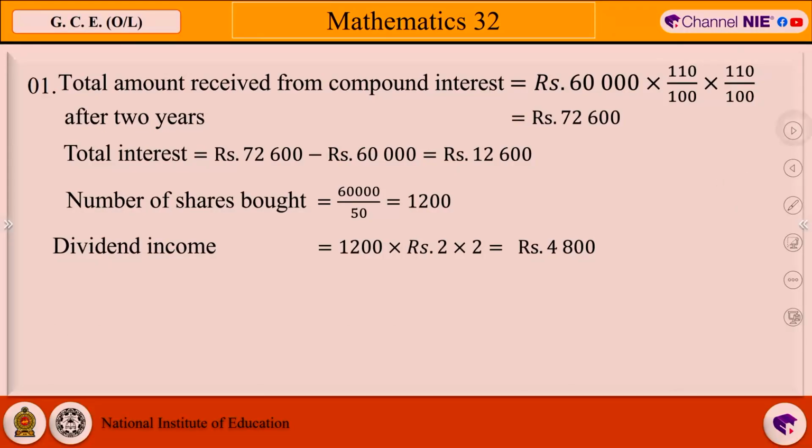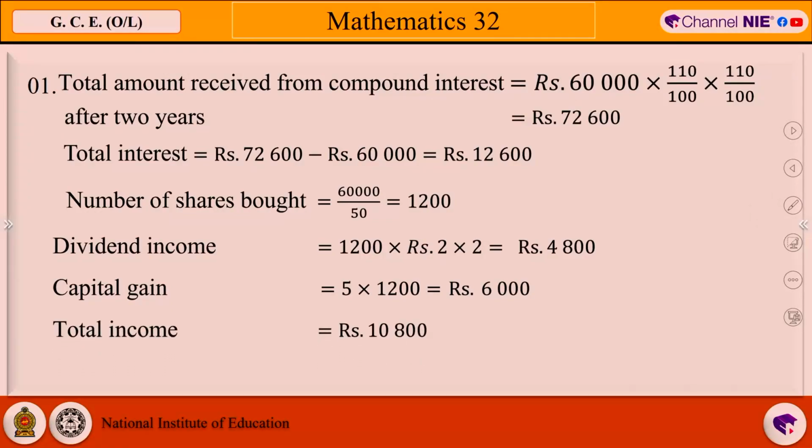Okay, then you can find the capital gain too, because it says after 2 years Upul sold all his shares, isn't it? Then by selling his shares, he gained 6,000 rupees because the capital gain per share is 5 rupees. Then for a total of 1,200 shares, it's 6,000. Right. Now you can calculate the total income for the shares. It is 4,800 plus 6,000, which is 10,800.